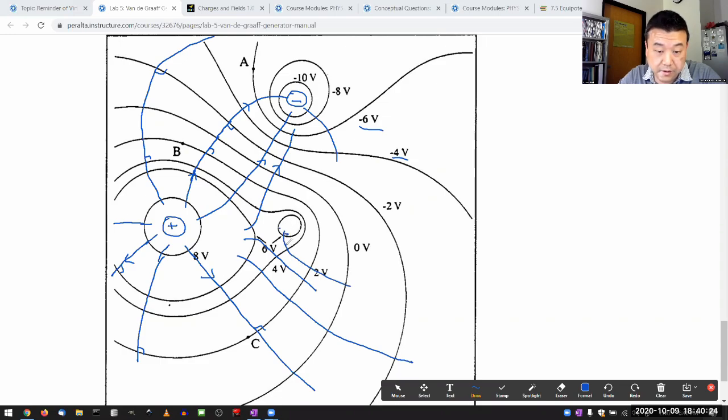That's perpendicular here. As you look at it, I hope you realize you must have a positive charge here, possibly a smaller positive charge than this one, because around here you have 8 volts, and around here you have 6 volts. So it makes me think it's a smaller positive charge. But there must be a positive charge here so that you can have electric field going from 6 volt to 4 volt, 2 volts, and so on. I didn't quite complete everything here, but if I completed it, it would look something like this, and this needs to end on the negative charge.